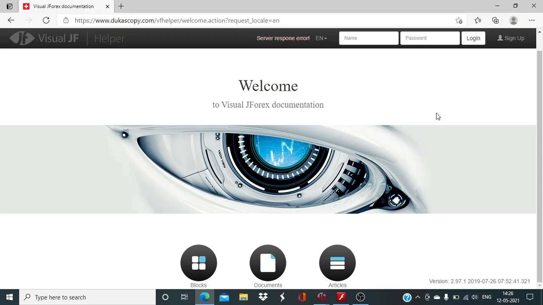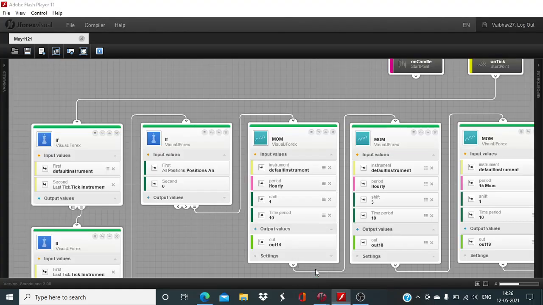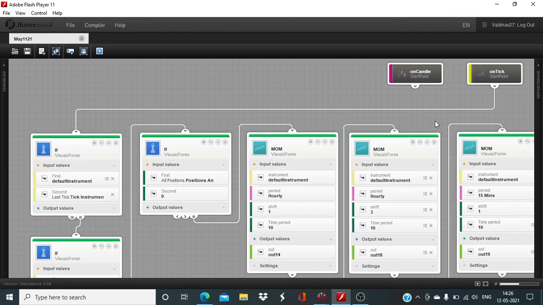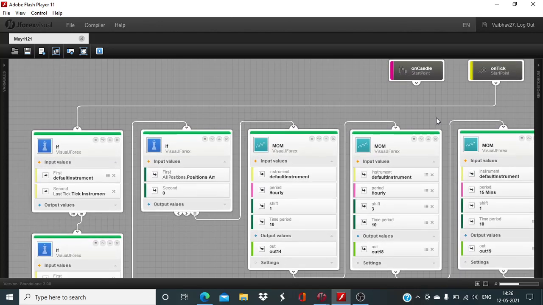Myself Vaibhav. In today's session of Visual JForex, we will be continuing the algorithm development using the indicator momentum. As the name suggests, this indicator gives us the idea for the underlying momentum in the given instrument. So we will be utilizing this indicator to look at the trend for the instrument. And we are working with the Euro USD, so we will be getting these blocks to design and define the conditions which are going to be helpful while looking for the optimum trading opportunity.